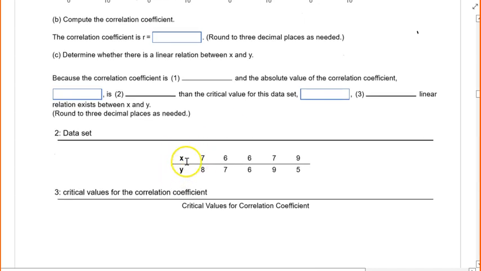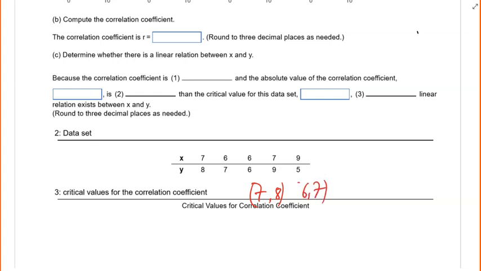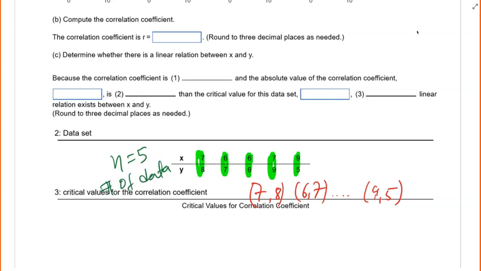This is the data. Notice that x, y is like an ordered pair. You can think of 7, 8 as one ordered pair, 6, 7 as another ordered pair, and so on. The last is 9, 5. Okay, then how many ordered pairs do you have? 1, 2, 3, 4, 5. And we call n equals 5. In other words, the number of data equals 5. As a set of ordered pairs, there are 5 ordered pairs.